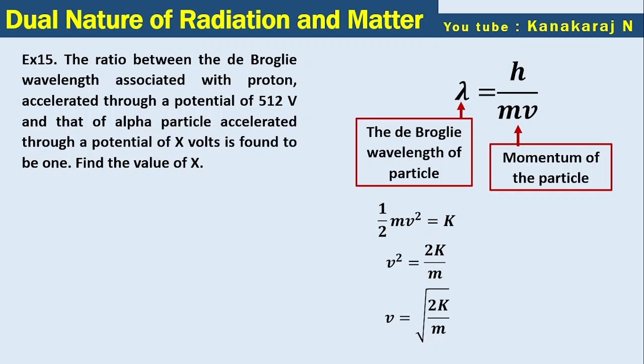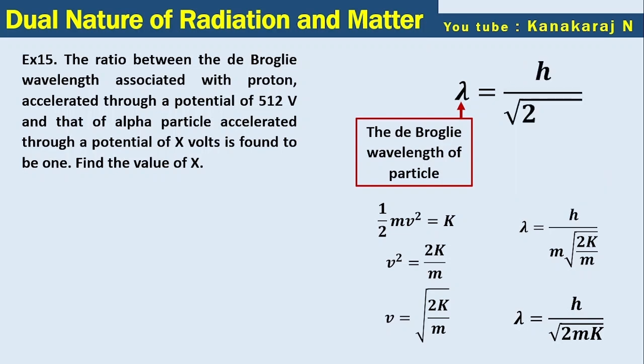Substituting the value of v in the above equation, lambda equals h divided by m times v. We get lambda equals h upon m times root of 2k by m. M goes into the square root and cancels with the denominator m. We get lambda equals h upon square root of 2mk, where k is the kinetic energy of the particle.